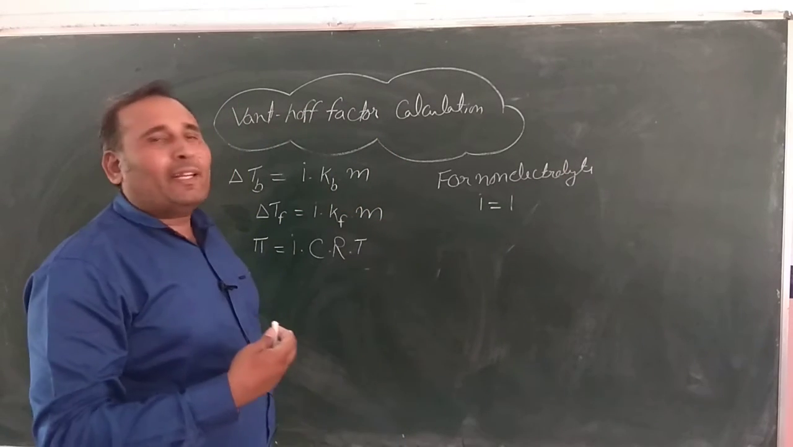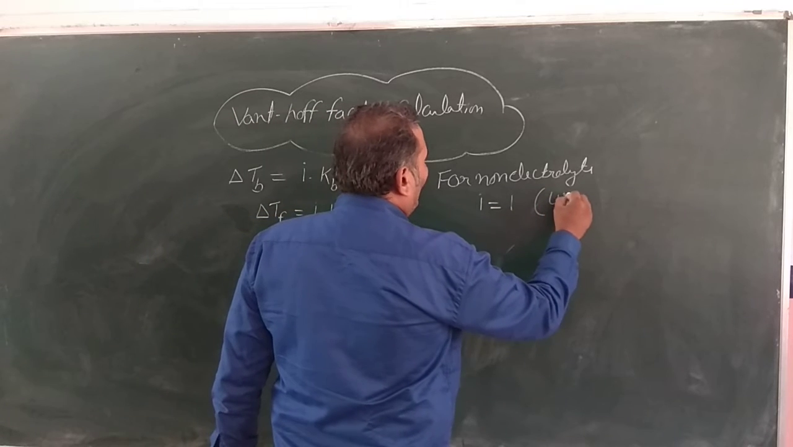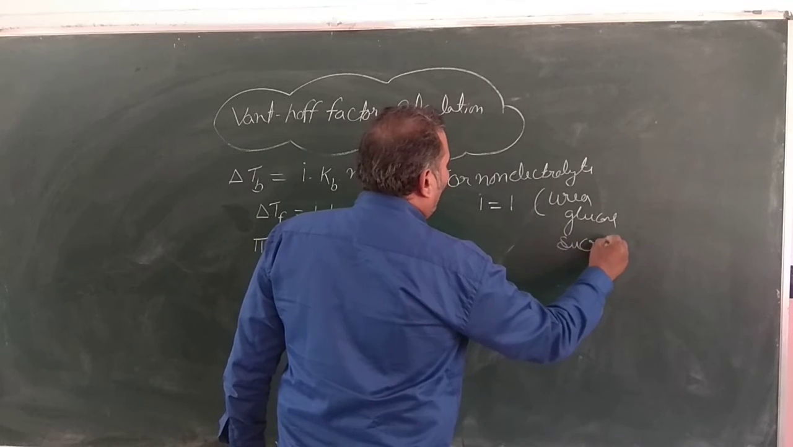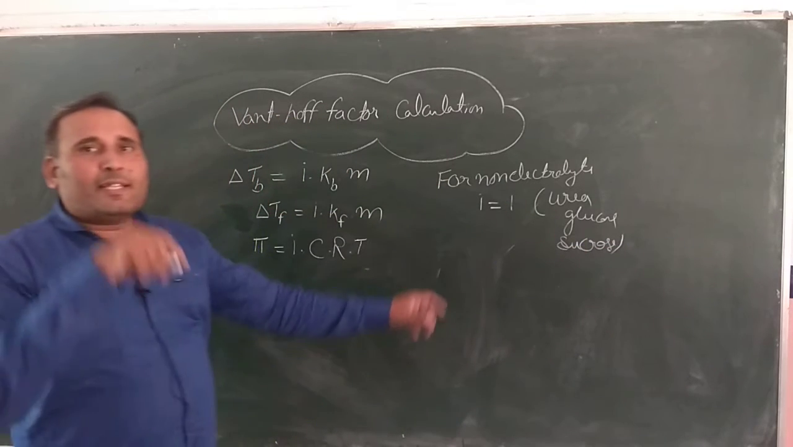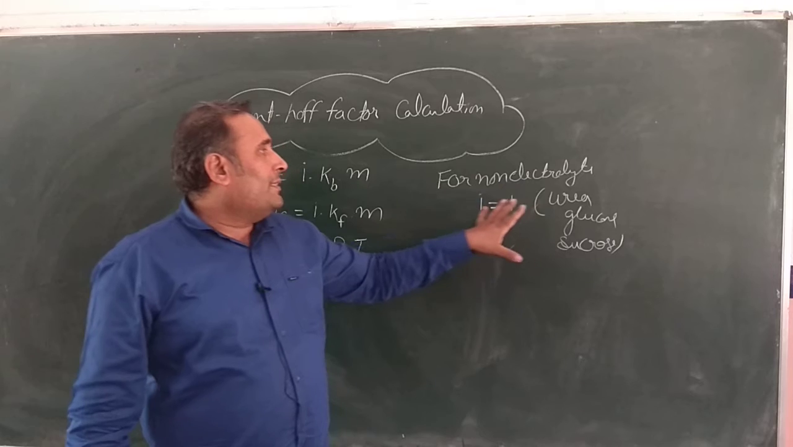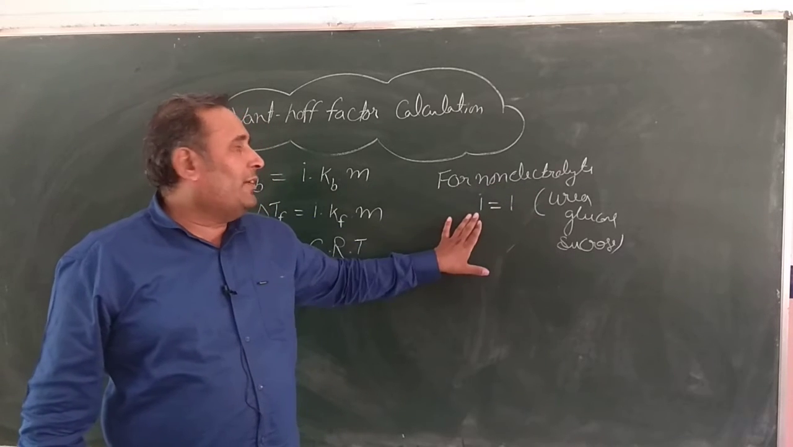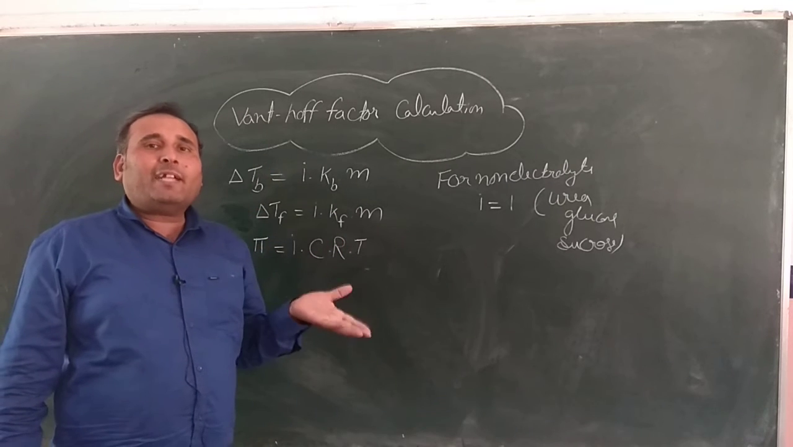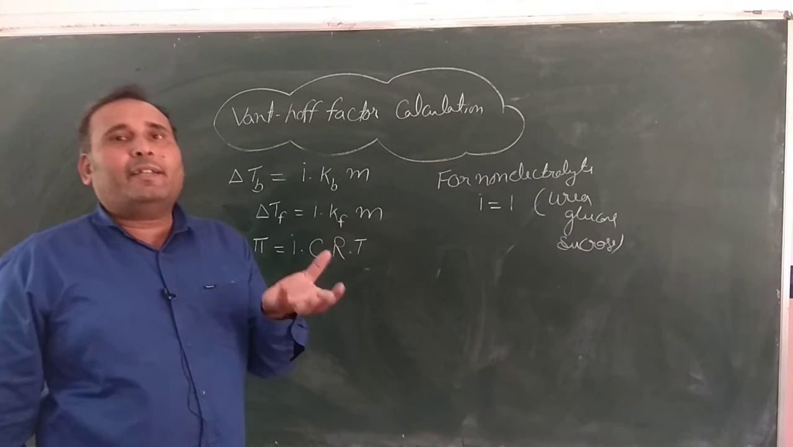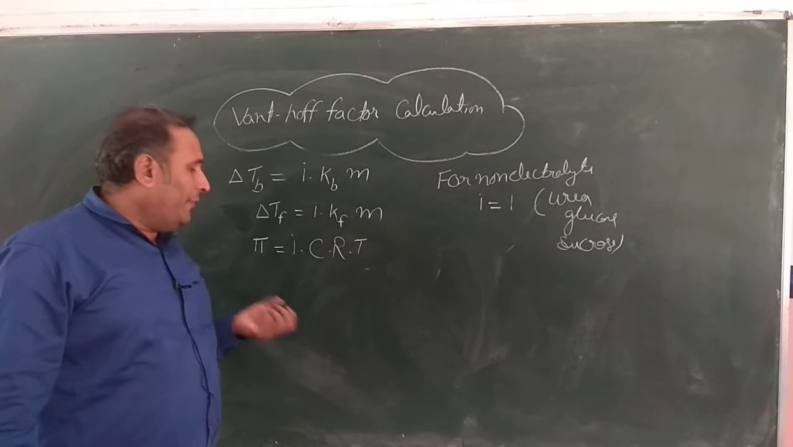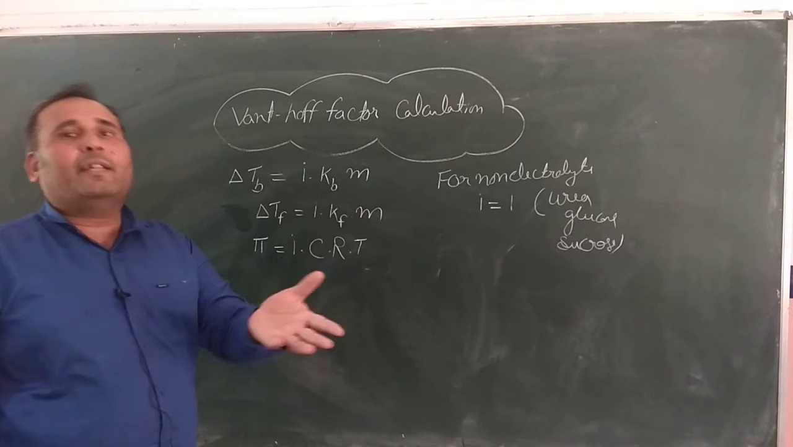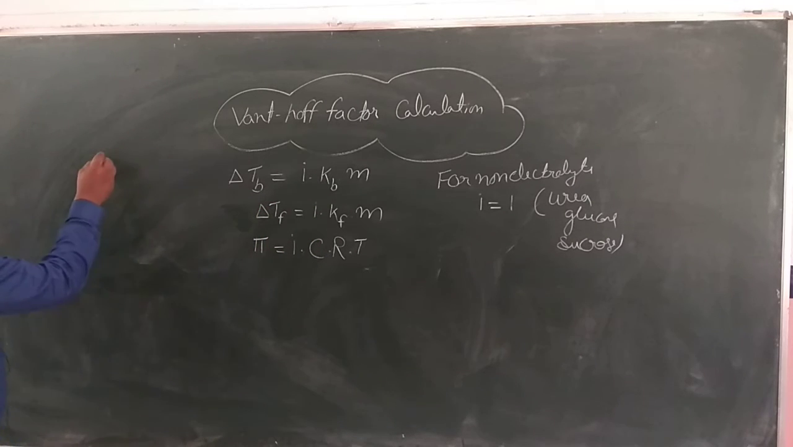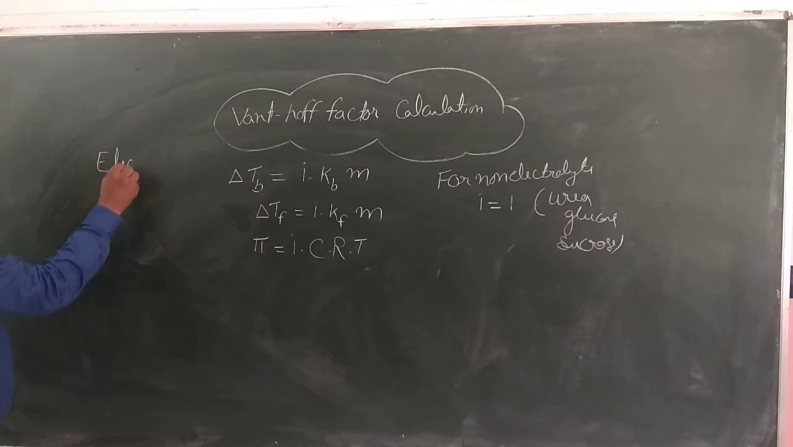What are the examples of non-electrolytes? Like urea, glucose, sucrose, fructose, etc. Any substance which does not ionize is a non-electrolyte. So for non-electrolyte, the Vant factor is always 1. So if we are talking about electrolyte, then how can we decide what the Vant factor is? I am giving you a very simple formula, a very simple trick by which you can calculate the Vant factor in the simplest way. Electrolytes can be of two types.